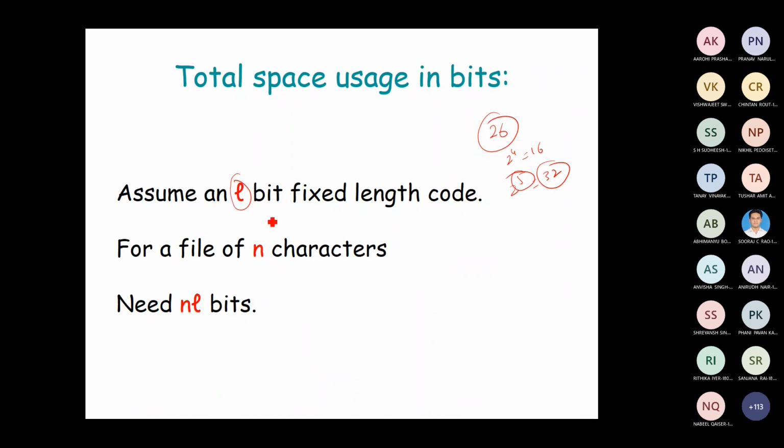Suppose L is the fixed code length, and the information is stored in a file with n characters. How many bits are there in this file? That is n times L. That is, n into L bits are there.